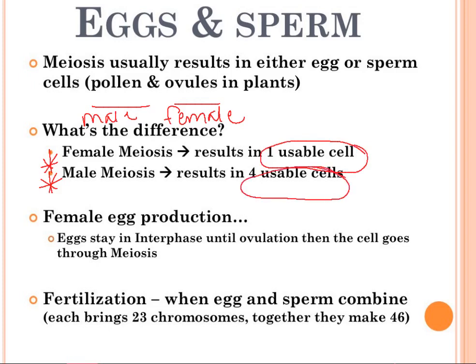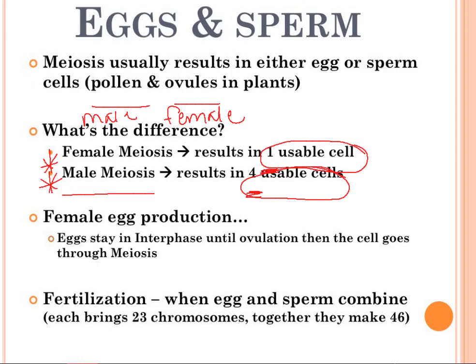That's why women produce 1 egg a month through their menstrual cycle, whereas males have unlimited quantities of sperm. Because every time a male does meiosis, they get 4 cells, whereas every time a female does, she only gets 1. So another thing to note is that when you're born as a female, you have all of the eggs you're ever going to have. You don't produce any more during your lifetime.